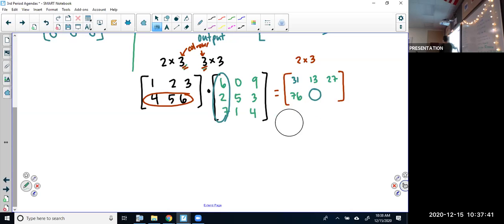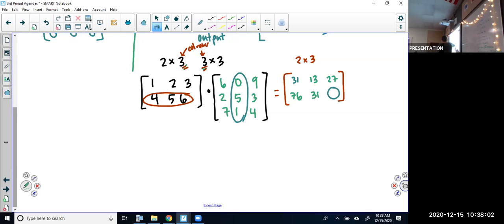Okay. So now we're still in the second row, second column. We have to do this dot product. 4 times 0 is 0. Plus 5 times 5 is 25. Plus 6 times 1 is 6. 31. Again, interesting. I like it. It shows which one I'm trying to calculate right now.